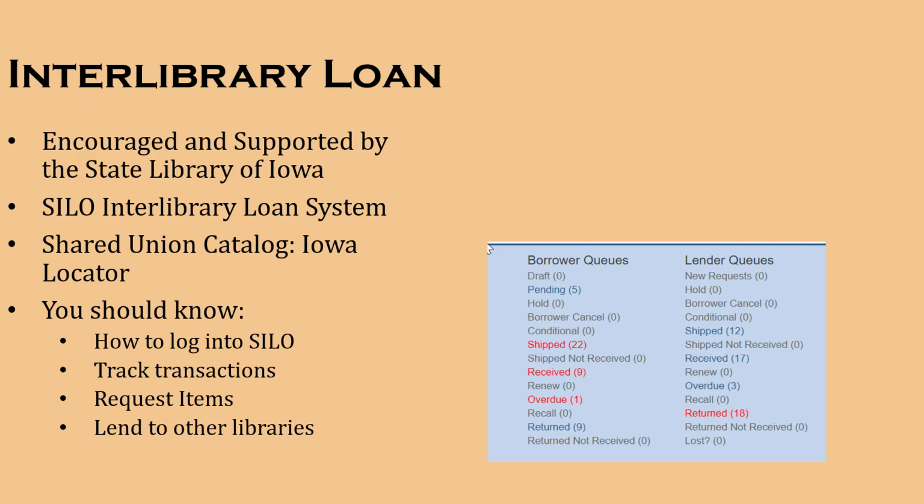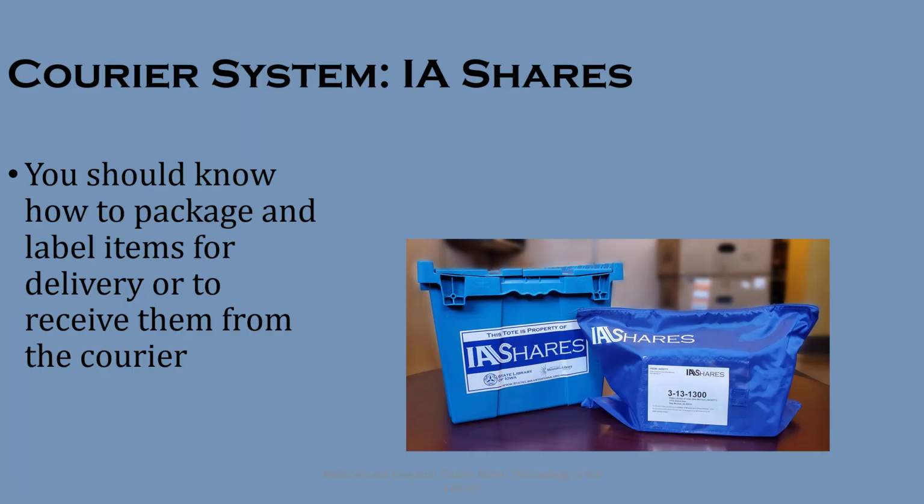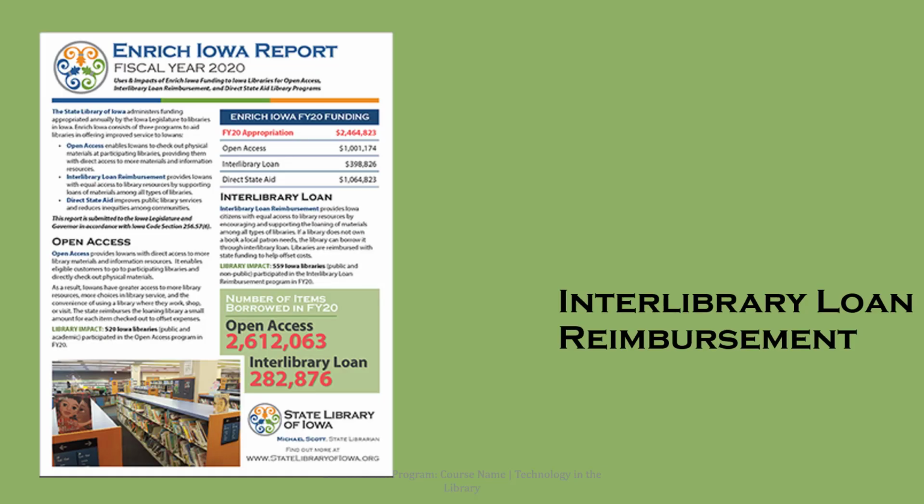You should know how to use this system, how to log in, track transactions, request items for patrons, and lend items to other libraries. Another element of interlibrary loan is the Iowa Shares delivery system that picks up and drops off library items. You should know how to package and label library items to be sent off or received. The third element of interlibrary loan is the Interlibrary Loan Reimbursement Program that pays a library for each loan of library items to other libraries. This funding is part of a larger state-funded program called Enrich Iowa.